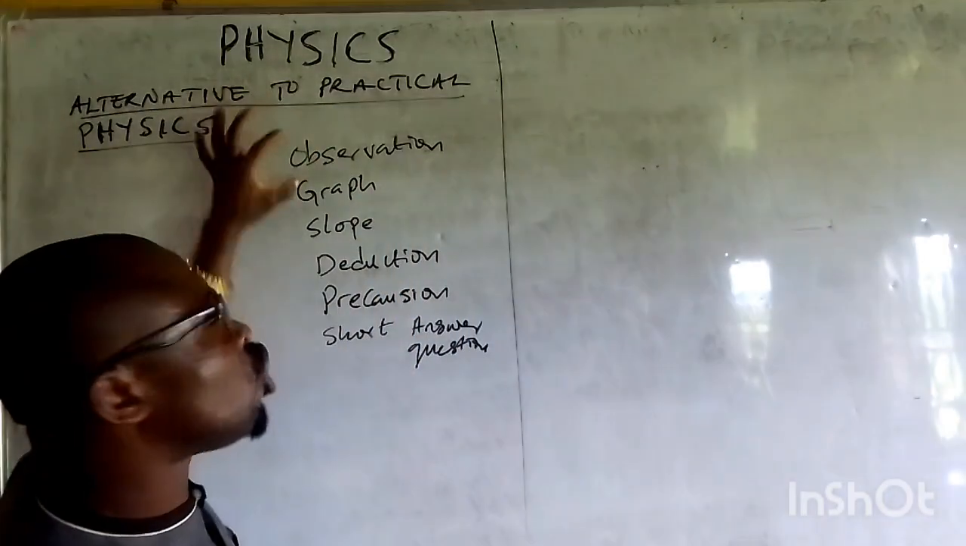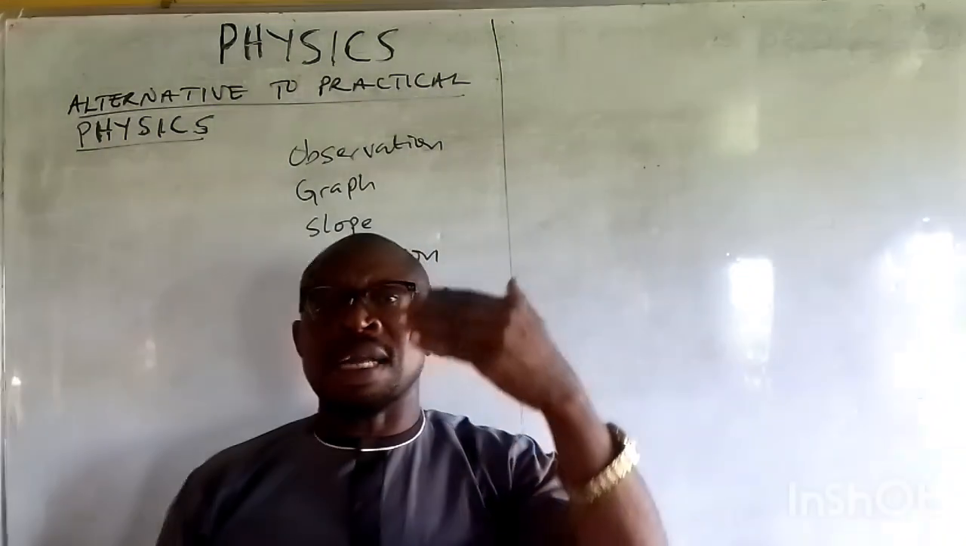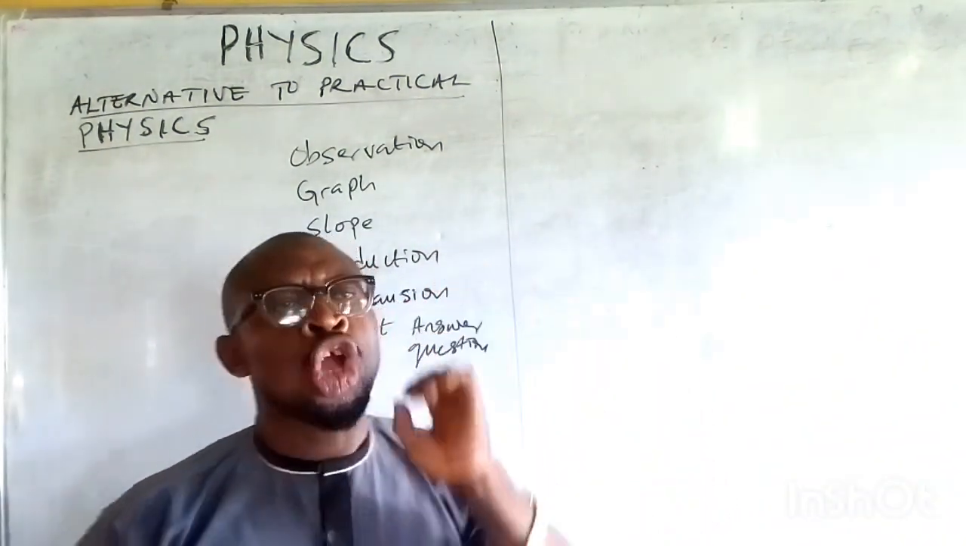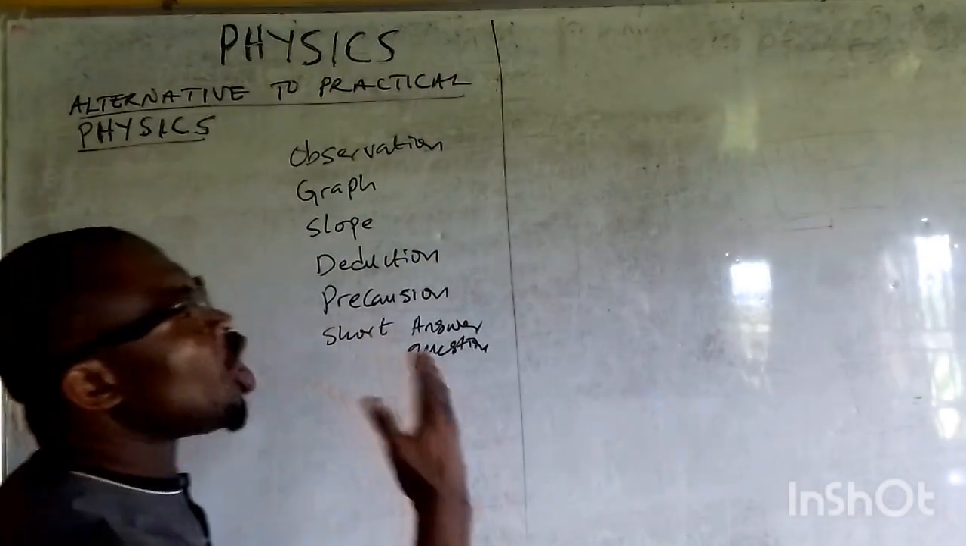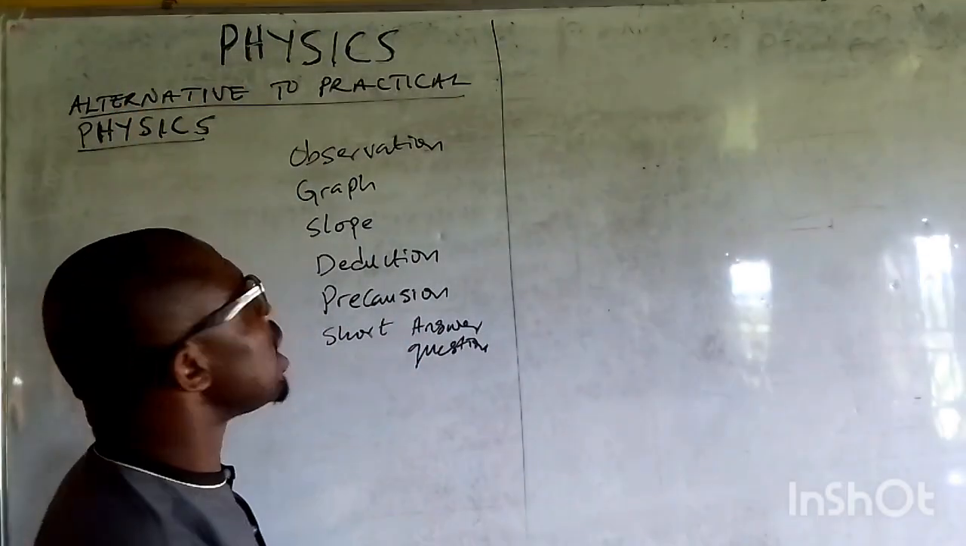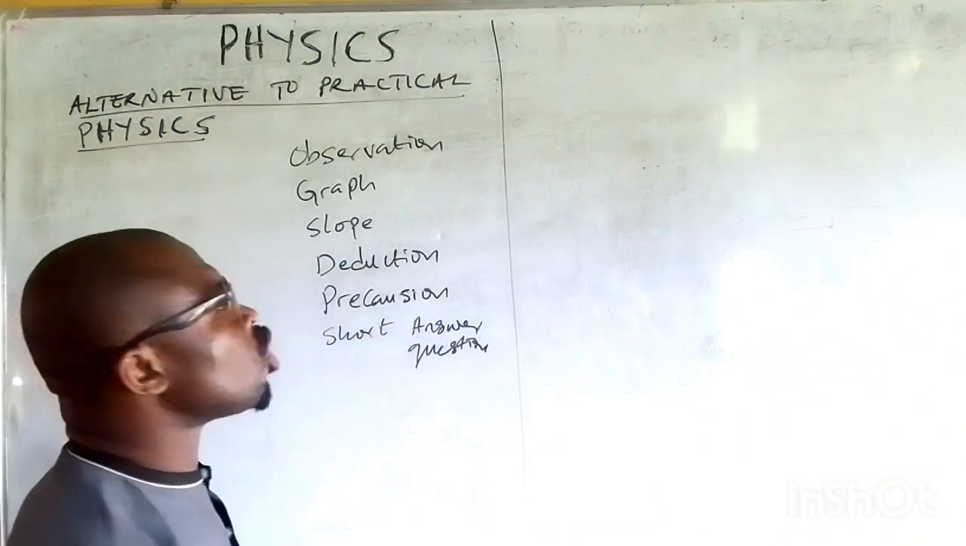Under this observation, it starts with your table. Your table is the first thing. In your table, please ensure that your table is clearly written. Now, each parameter must be written.